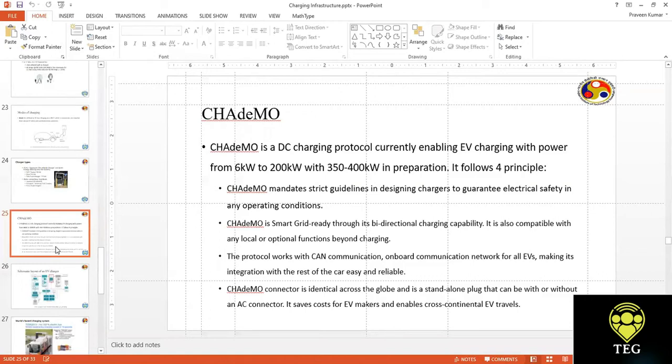Now, the other important part of CHAdeMO, which will certainly come in the near future, maybe in 5 or 10 years from now, is the bidirectional power flow. CHAdeMO is actually a smart-grid-ready protocol. It can allow bidirectional flow of power, so it can be used for grid support, which is the idea of V2G, or the vehicle-to-grid concept. So CHAdeMO is already ready for that.